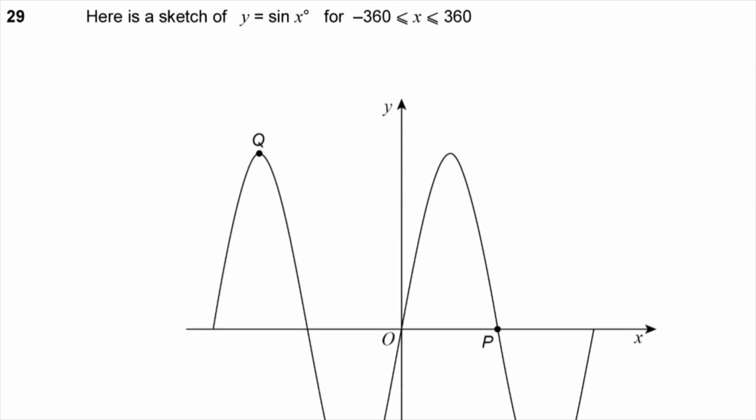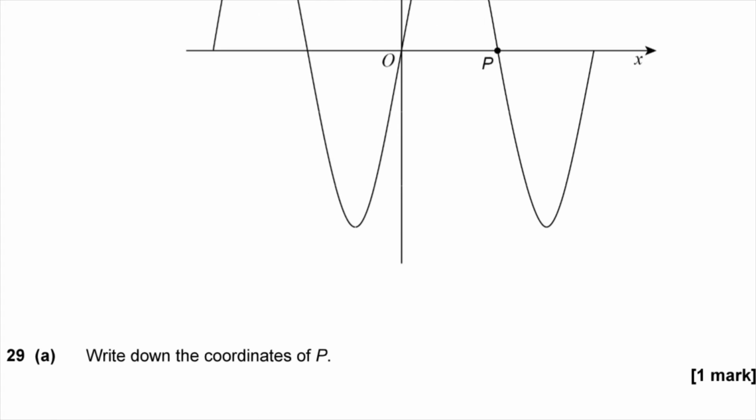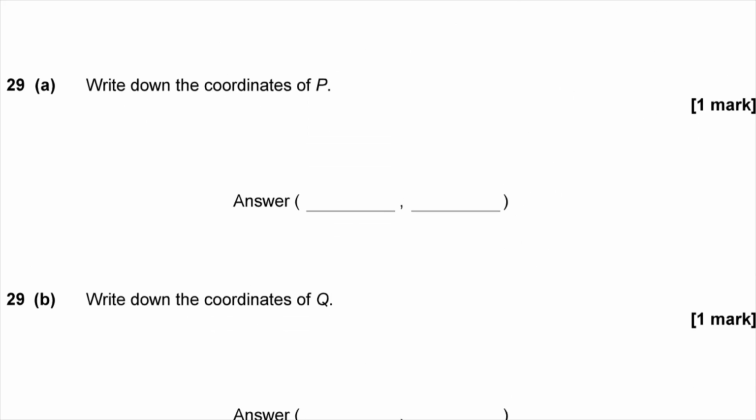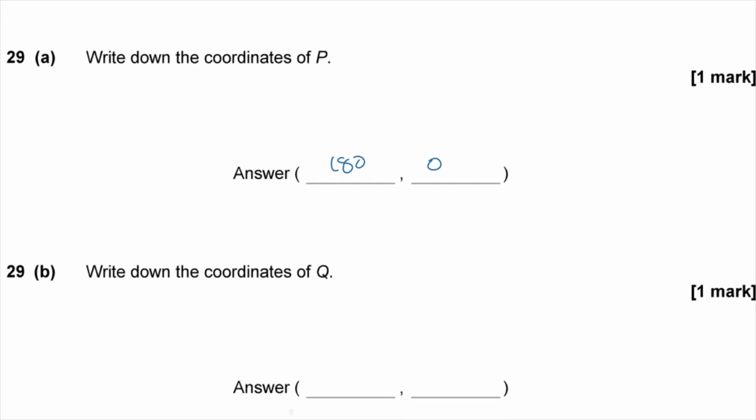Question 29. Here is a sketch of y equals sine x from minus 360 up to positive 360. Write down the coordinates of P. Okay, so P is, well, if you remember your values for sine, they start at 0, and by the time they reach their peak at 1, you're at 90 degrees, aren't you? So P is going to be 180, 0.